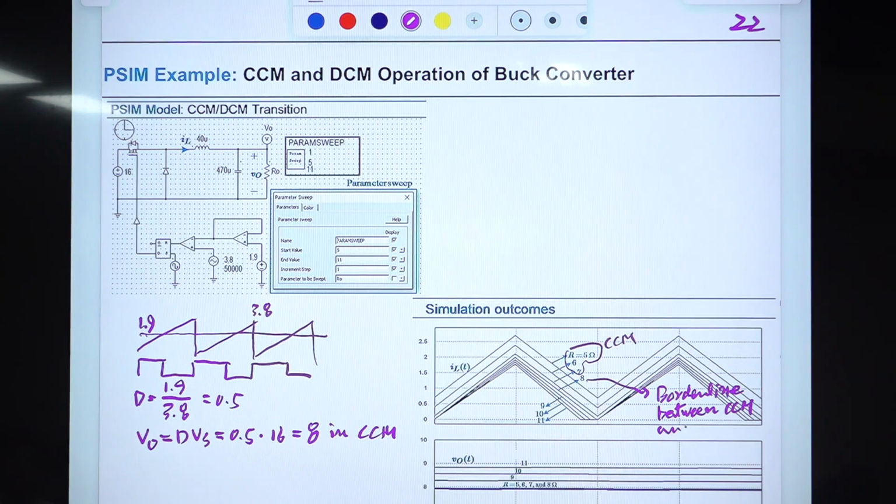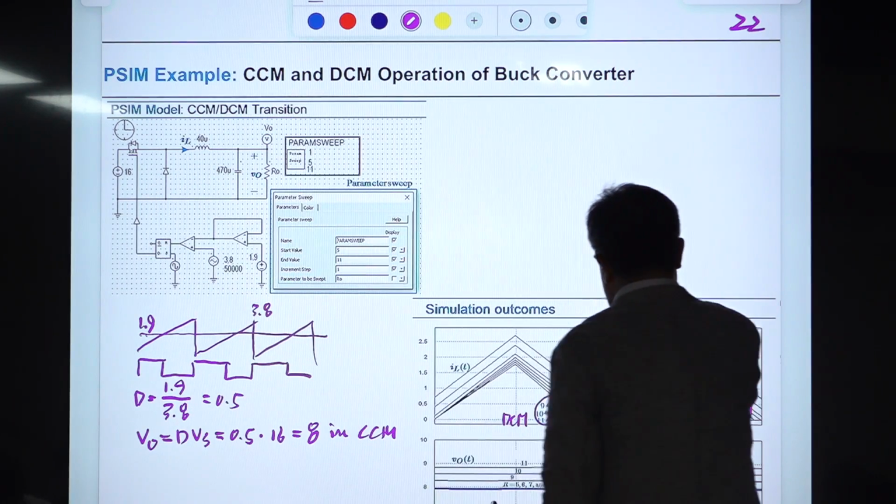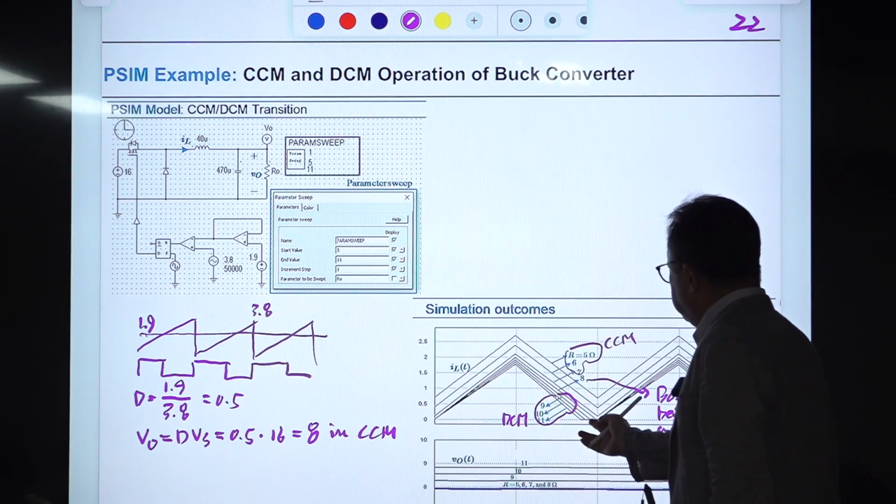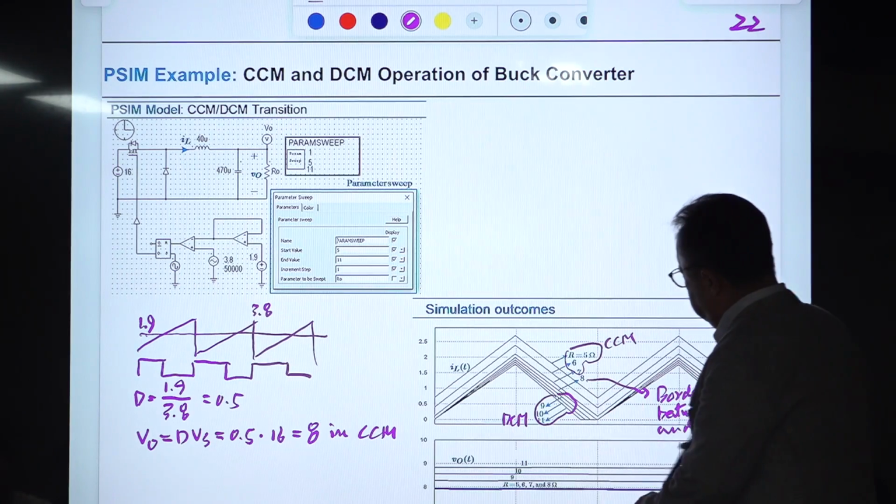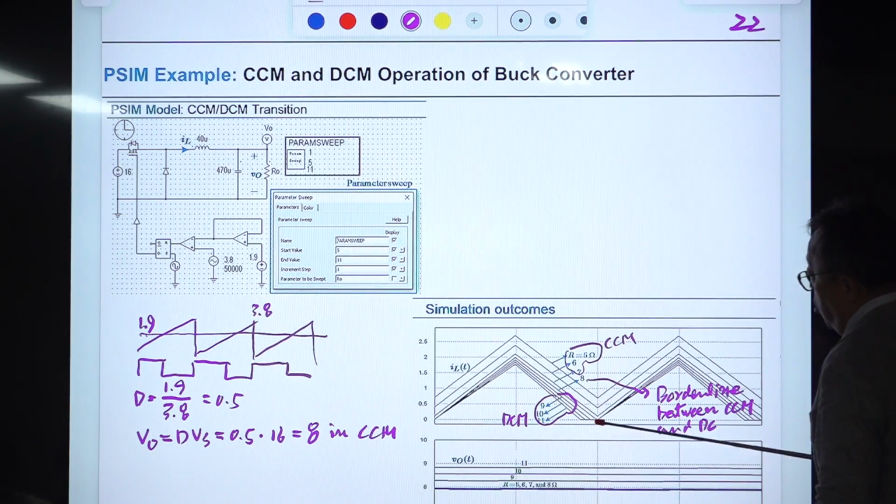CCM and DCM. After that, these three are the DCM. If you increase R gradually, the current-absent period is increasing. The first one is this one, the second one is this, the third one is this.